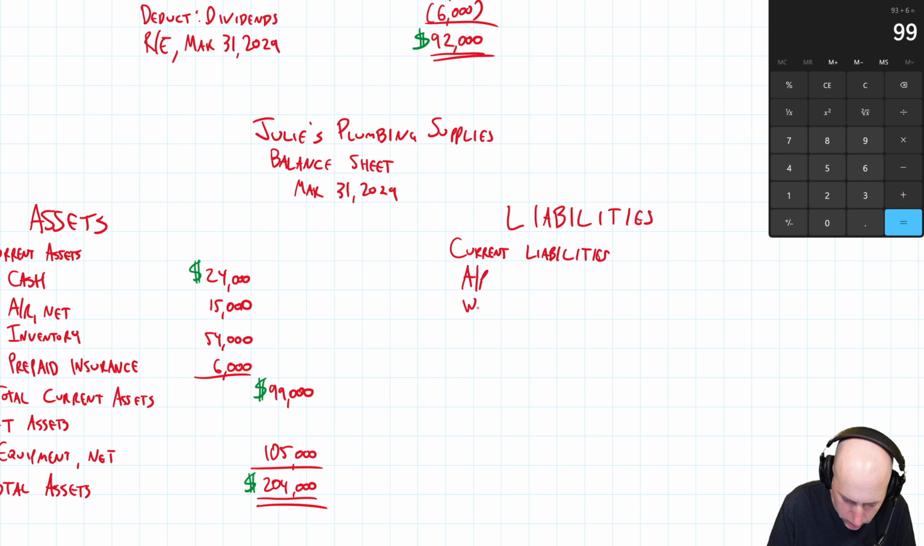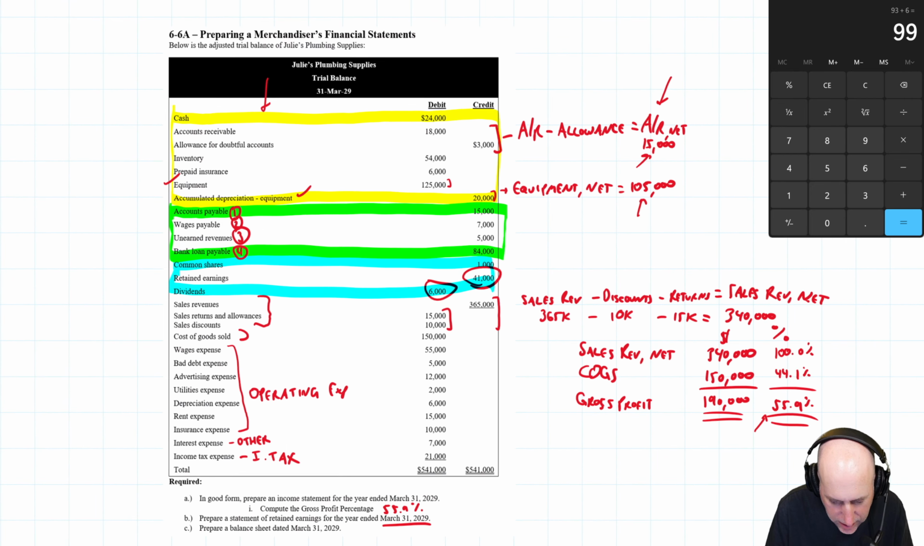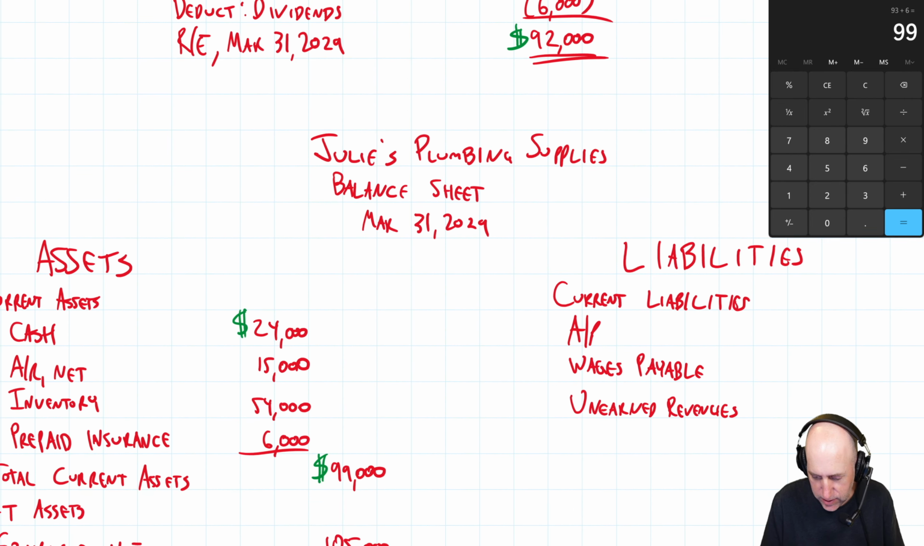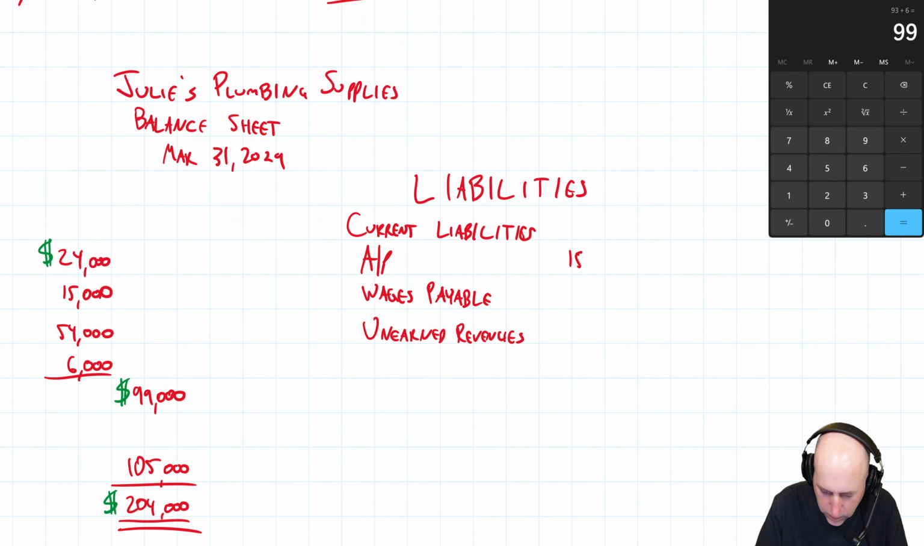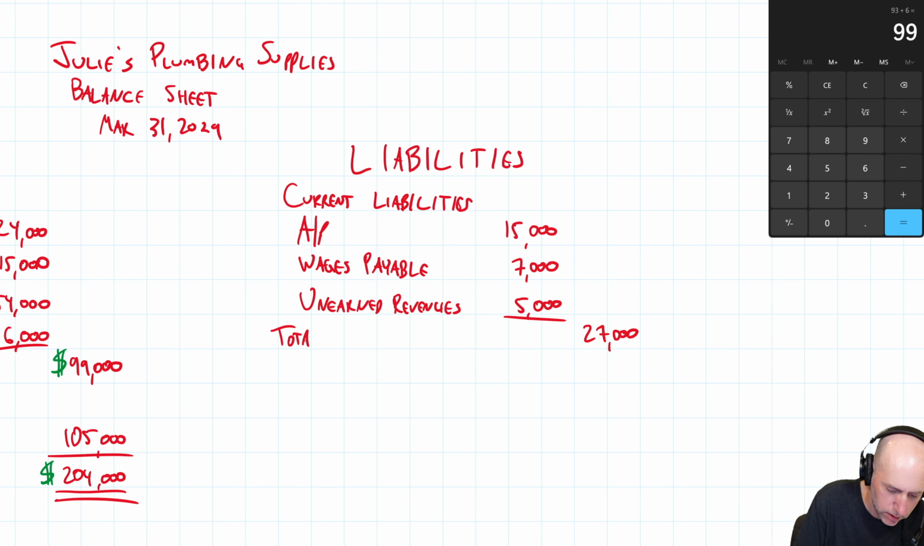We've got accounts payable, we've got wages payable, and we've got unearned revenues. Okay, let's take a look at the amounts. 15, 7, and 5. 15,000, 7,000, 5,000. This is the most current to the most long term. 27 is our total current liabilities.